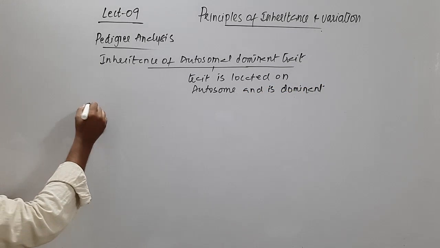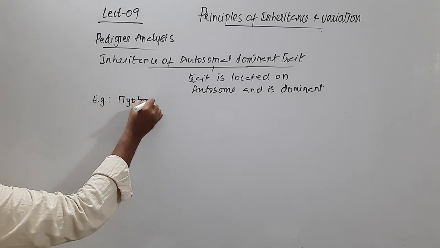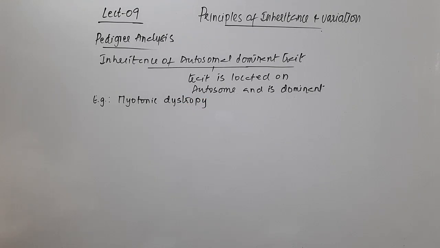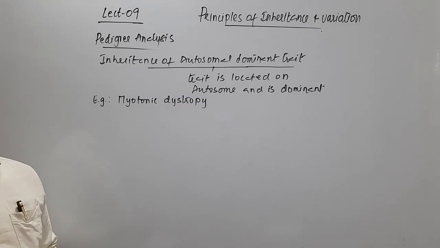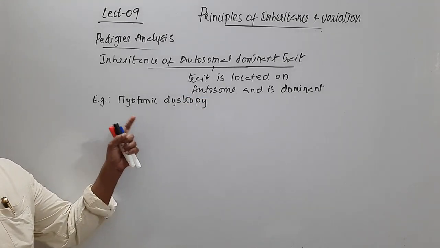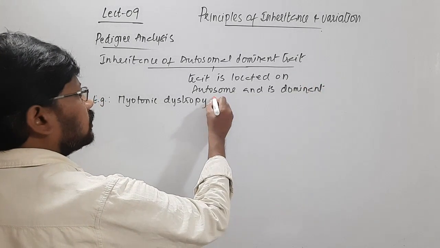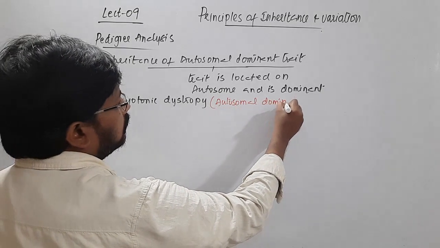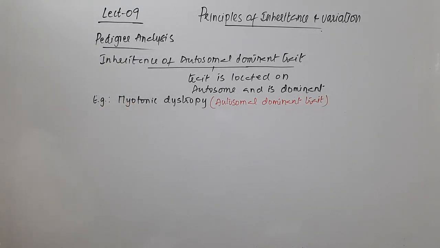Let us understand this by taking an example: myotonic dystrophy. This is a genetic disorder that we will see later, and it is an autosomal dominant trait. So let's see in this case.